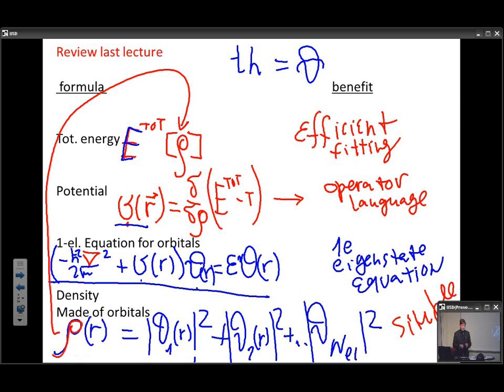If someone asks you what is Kohn-Sham theory, you can either show these four formulas or tell by words what you understand about them.